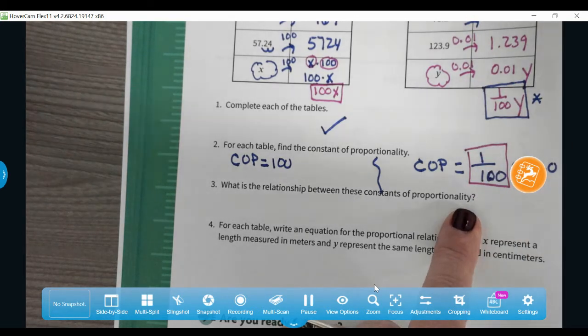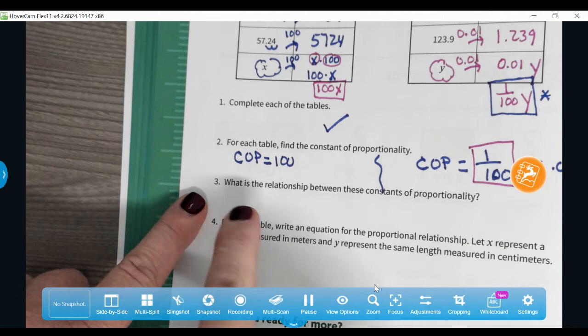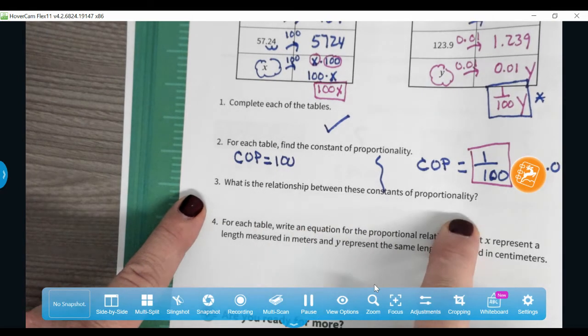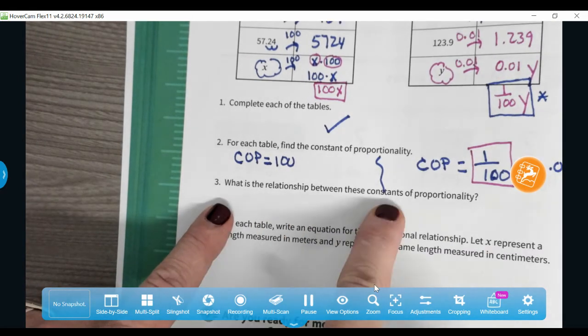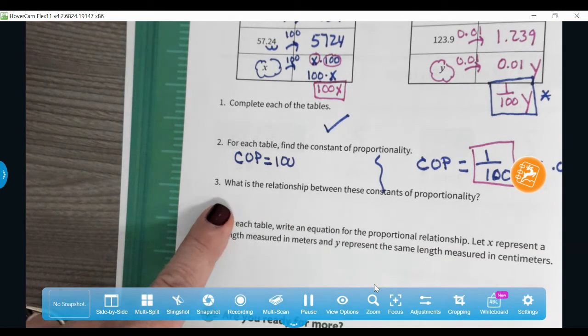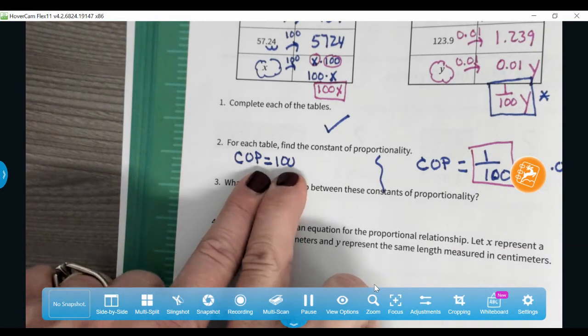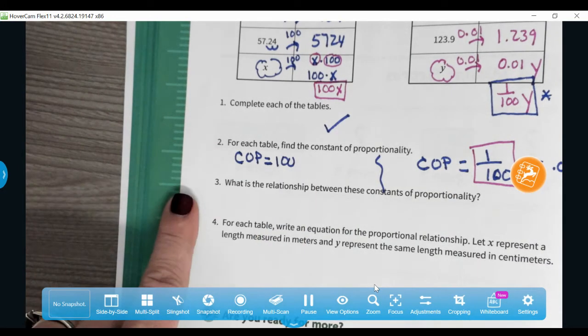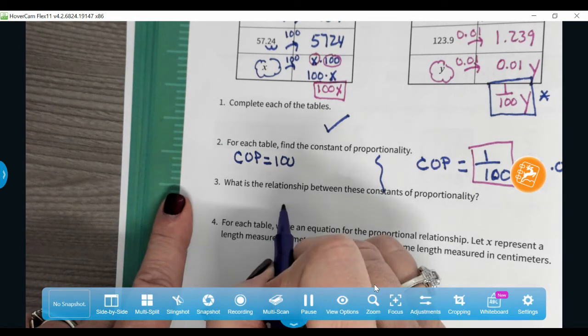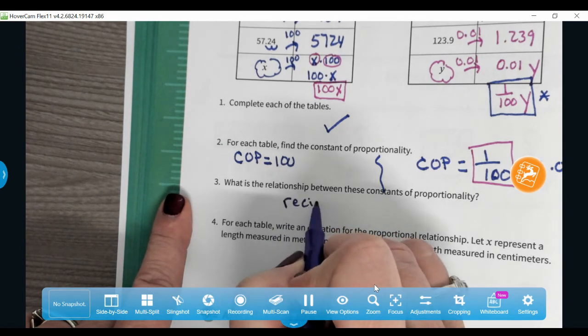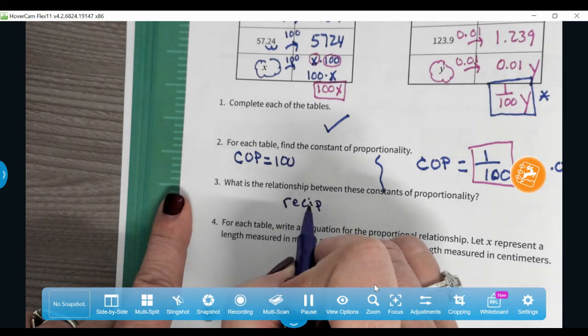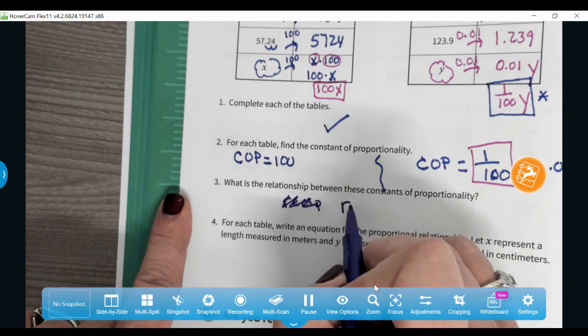All right, so now we come down here: what is the relationship between these two constants? Well, if you look at it, you have 1 and you have 1 over 100. Do you remember what that was? We could say that they are reciprocals of each other. Oh, I don't even know how to spell that word.